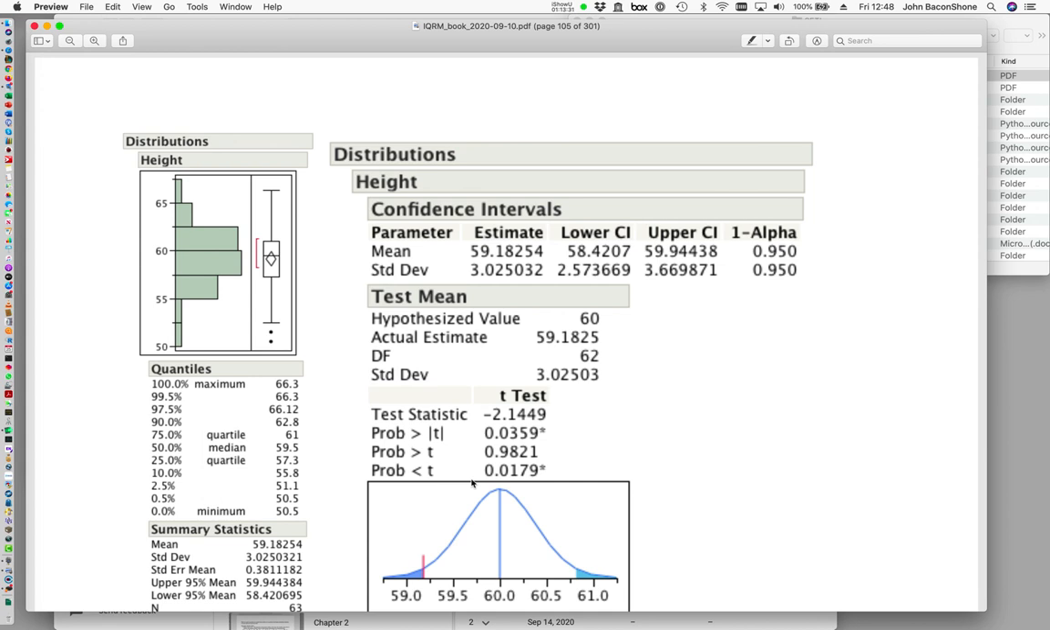So this says actually observed significance level for that one-tailed test is about 1.8%. So we have reasonably good evidence that these children on average are below the average height of 60. Right, so there's some evidence. It's not compelling evidence, right? The observed significance level is 1.8%.